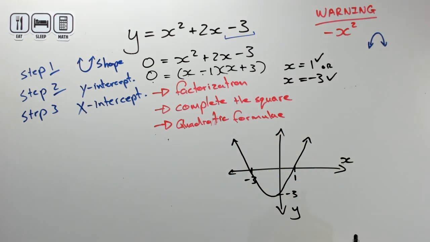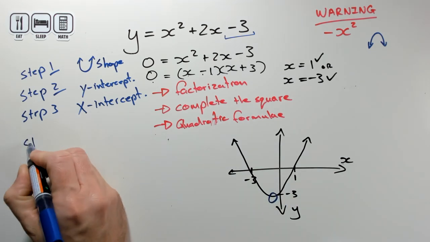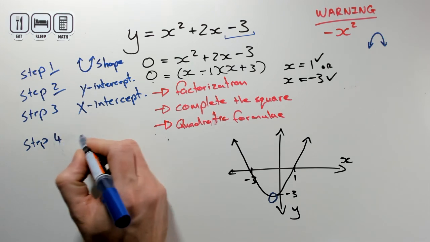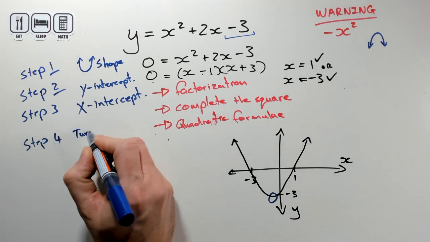The only last little bit of information that I don't have is where's the lowest point in the graph, or where's the turning point. Now there's a little trick to finding that. I shouldn't have taken out the square form, but I'll make another video about that. So let's just look at how we're going to find the turning point. So step 3 is done. Step 4 is the turning point.